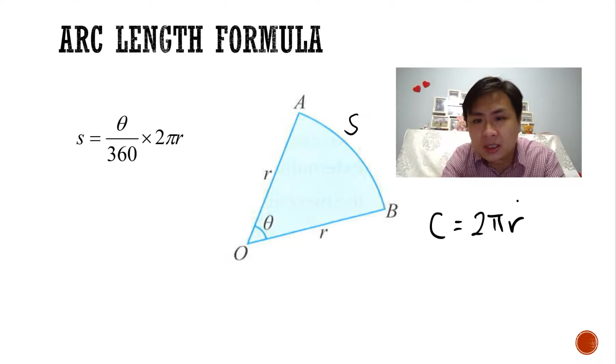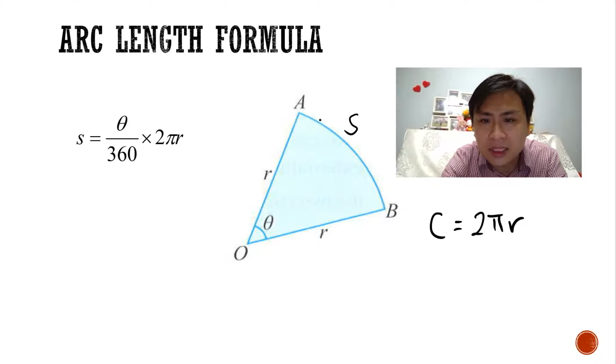So if we take a look at the arc length, what does an arc length mean? Arc length is just part of a circle. It's the outermost part of the circle that is formed by a curved line here. This curved line AB is actually called the arc length of the circle, and we sometimes denote it by a symbol S.